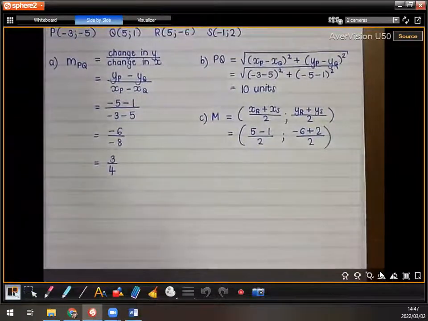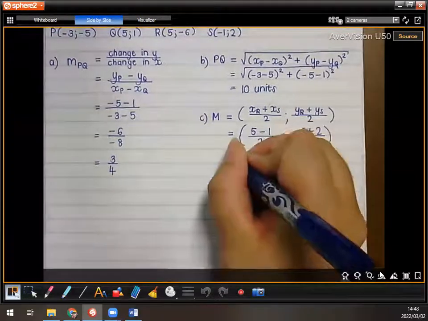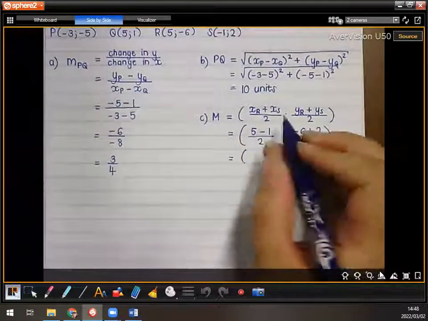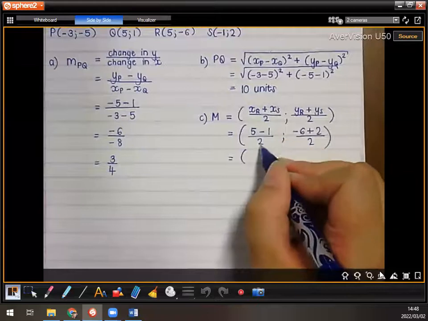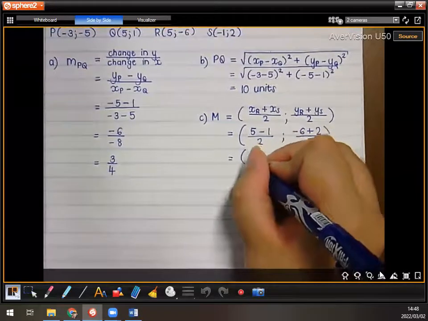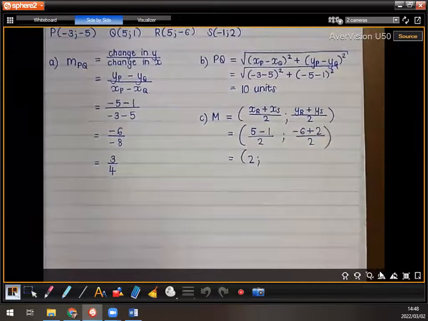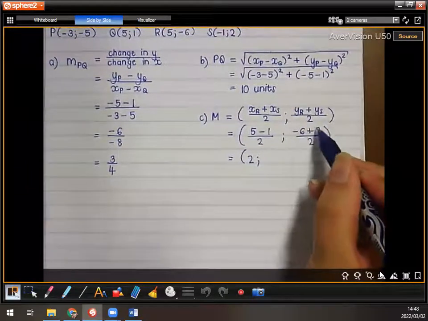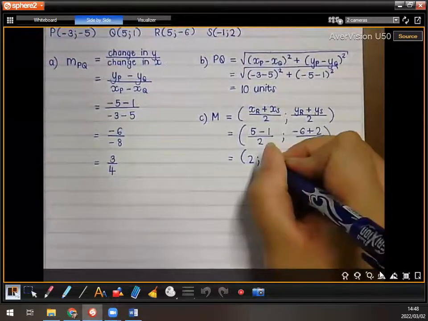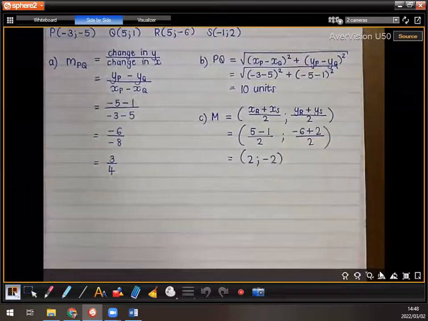And again, you can type this into the calculator or you can just work it out in your head. So you have 5 minus 1, that's 4, divided by 2 is 2. So the x value of that midpoint is 2. And then for the y value, -6 plus 2 is -4, so -4 divided by 2 is -2. That is the midpoint of RS.